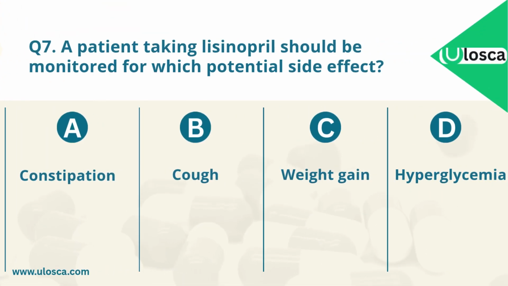Question 7. A patient taking lisinopril should be monitored for which potential side effect? A. Constipation. B. Cough. C. Weight gain. D. Hyperglycemia. Which one is the correct answer?